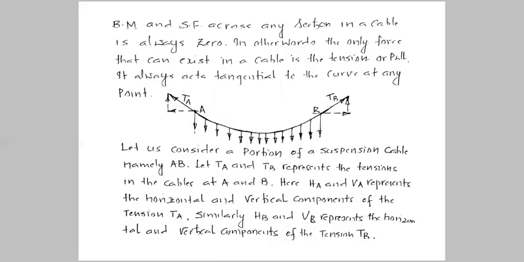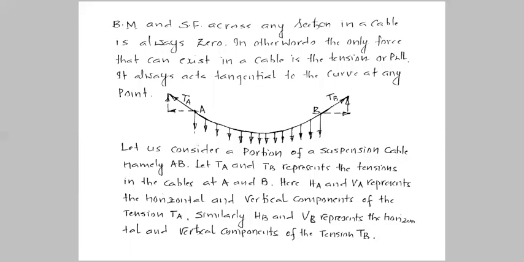Bending moment and shear force across any section in a cable is always zero. In other words, the only force that can exist in a cable is the tension or pull. It always acts tangential to the curve at any point. The profile of the curved shape of the cable is as shown in the figure.